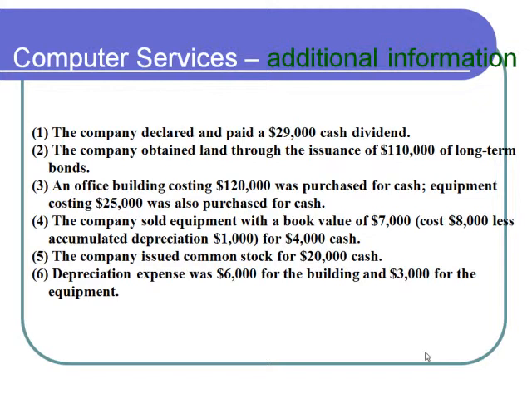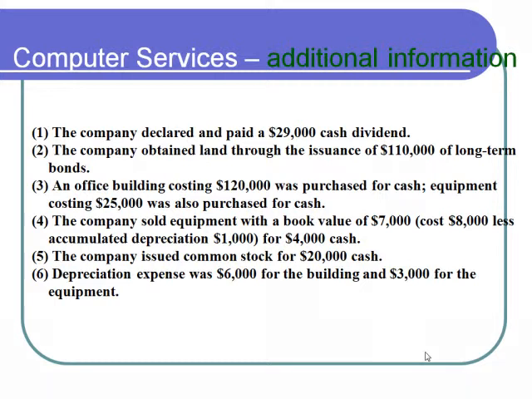The company declared and paid a cash dividend of $29,000. Where does cash dividends go? That would be financing. There's also a fourth category, and that would be non-cash.